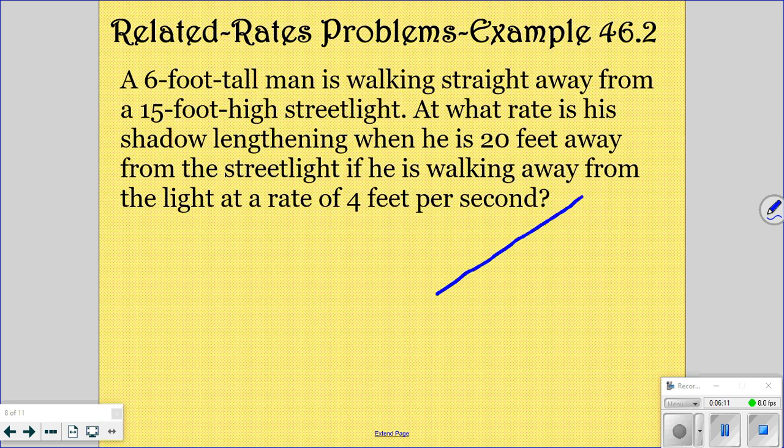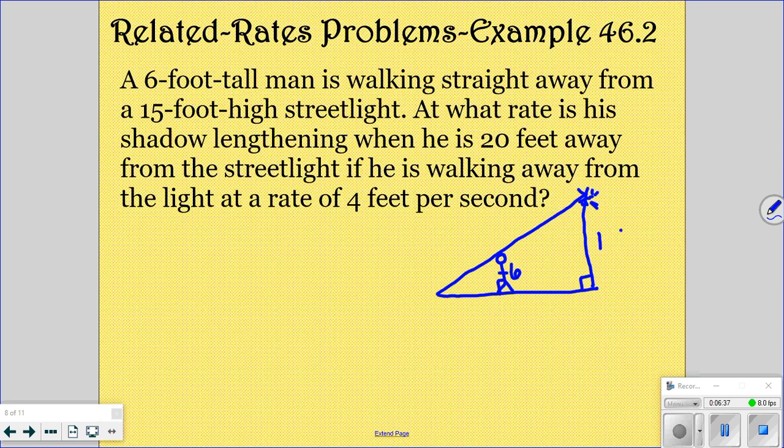When he is 20 feet away from the streetlight, he's walking away from the light at a rate of 4 feet per second. So we've got a man here. This is the man. And we've got a streetlight. So this man is 6 feet. And if you look, we're going to have two right triangles, similar right triangles.